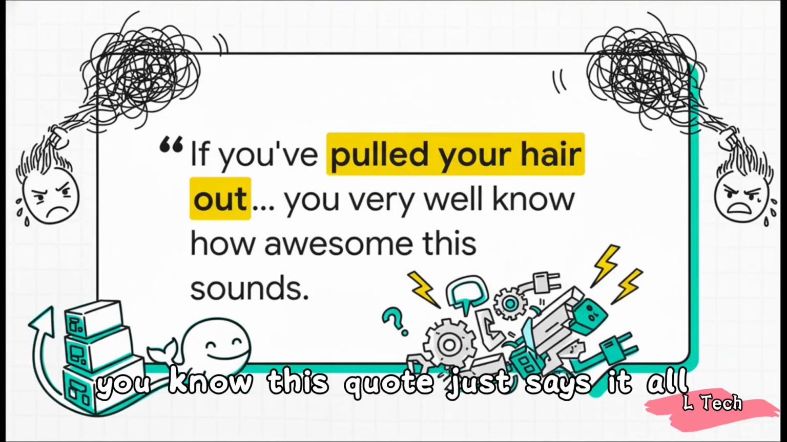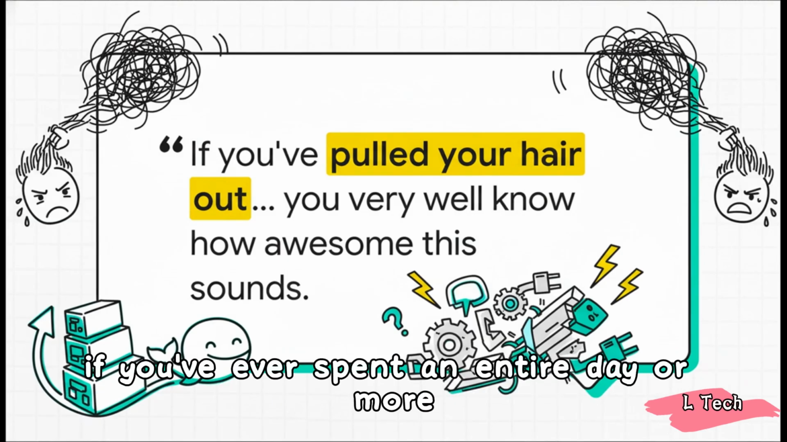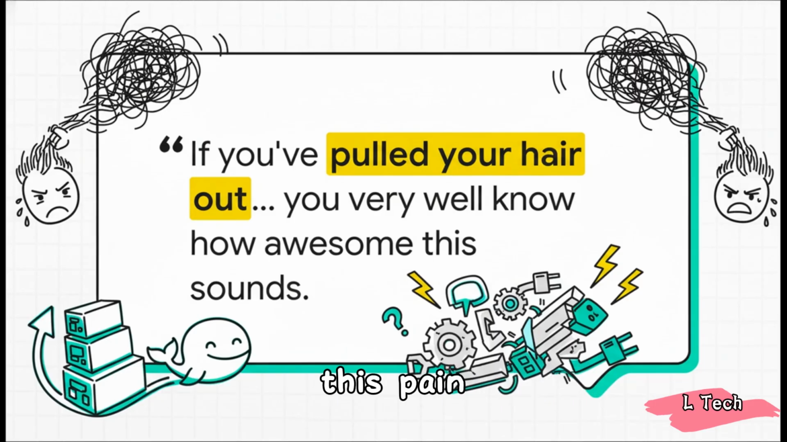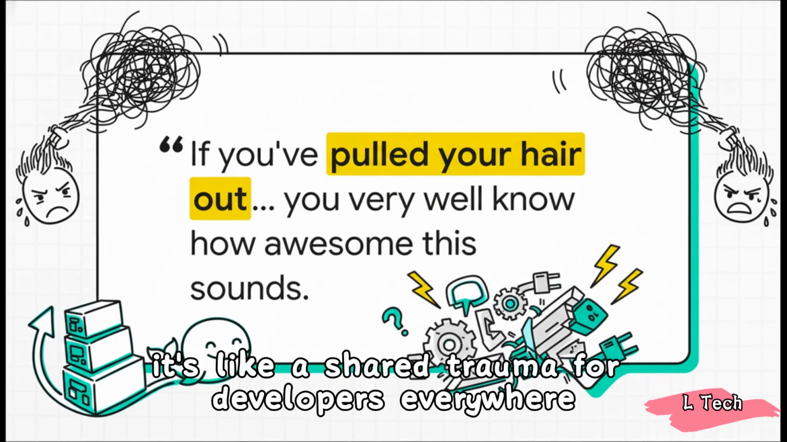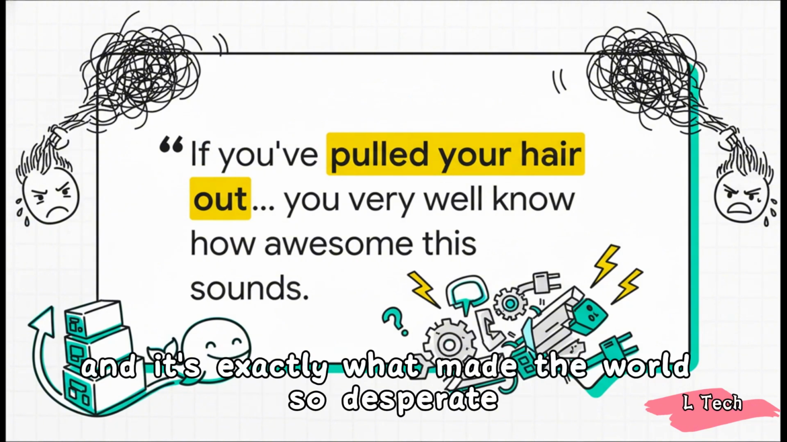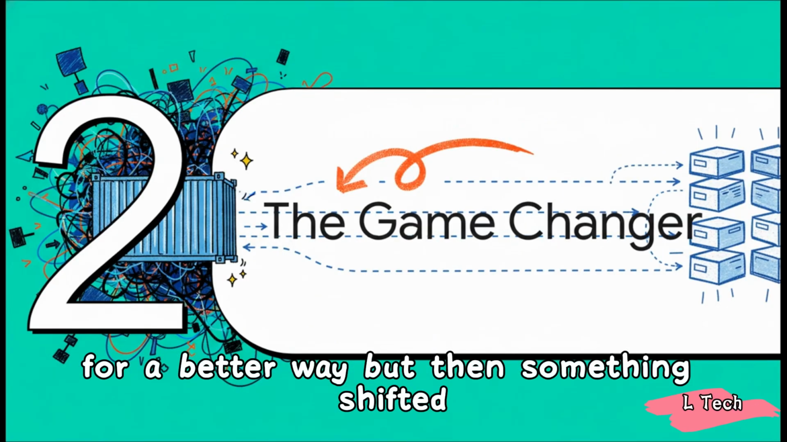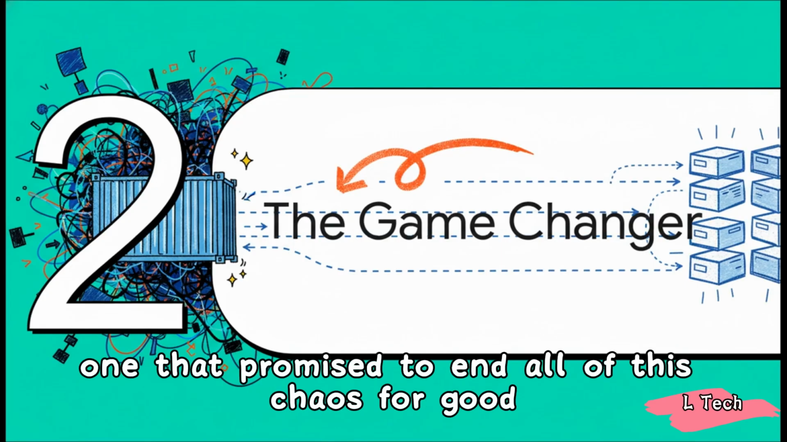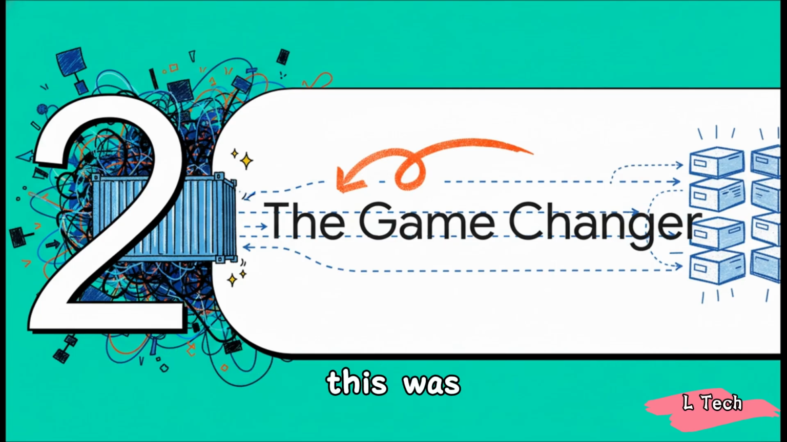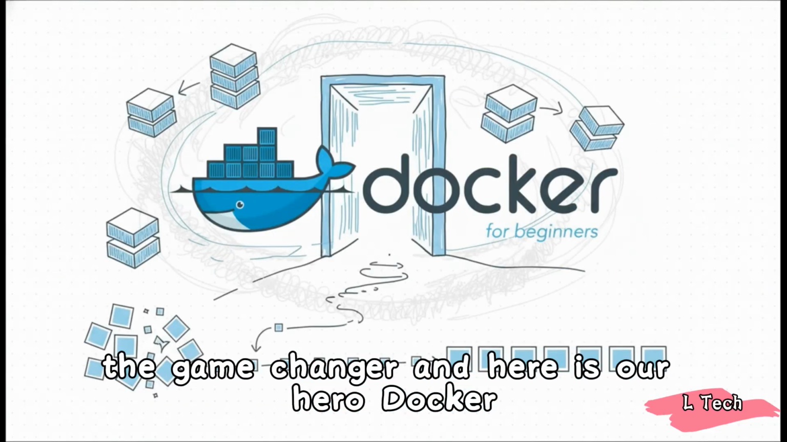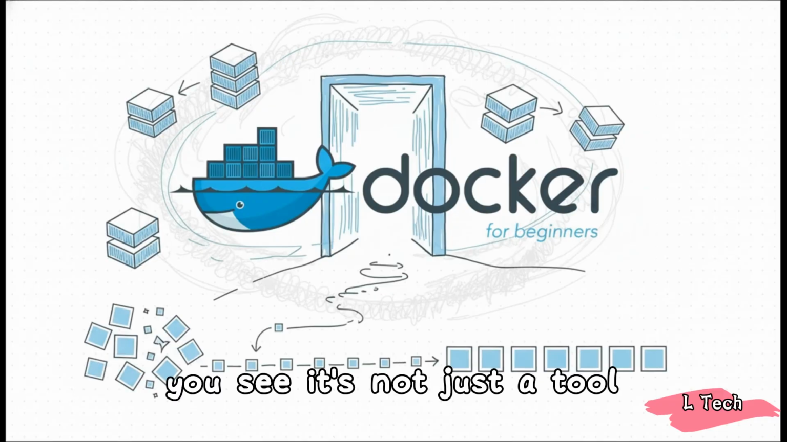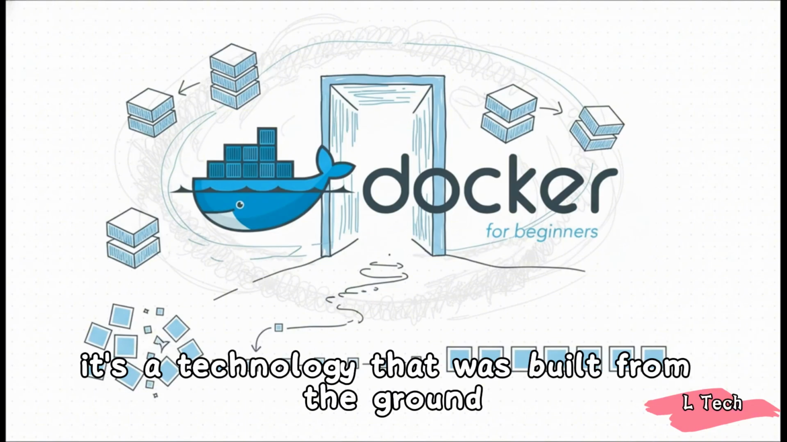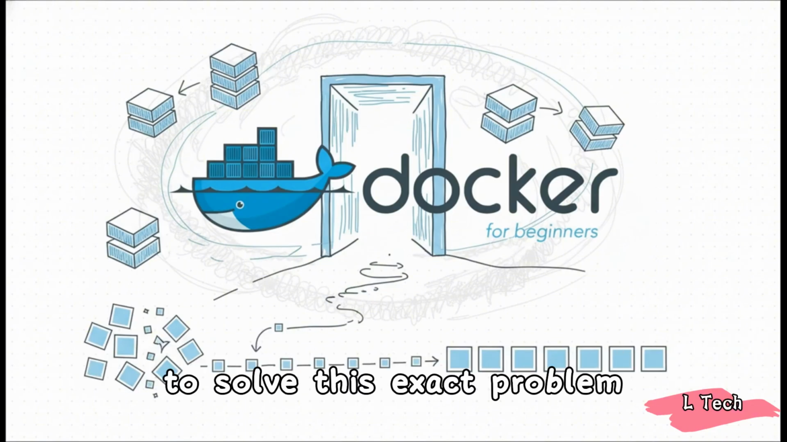You know, this quote just says it all. If you've ever spent an entire day or more just trying to get a project to run on your own machine, you know this pain. It's like a shared trauma for developers everywhere, and it's exactly what made the world so desperate for a better way. But then, something shifted. A new idea started to emerge, one that promised to end all of this chaos for good. This was the game changer. And here is our hero, Docker. You see, it's not just a tool, it's a whole new philosophy. It's a technology that was built from the ground up to solve this exact problem.